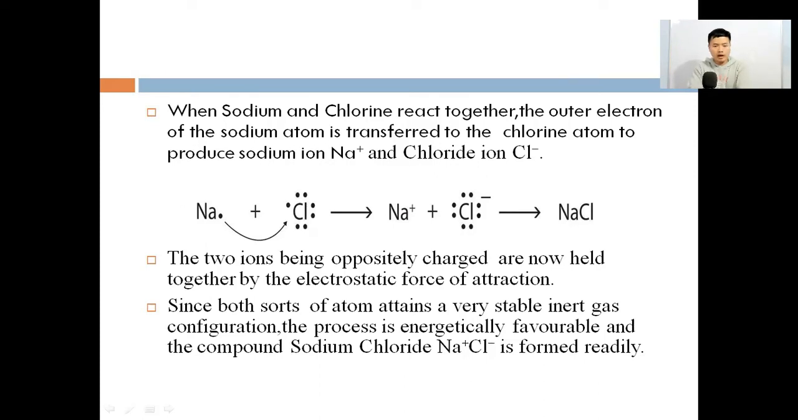sodium chloride. The two ions being oppositely charged are now held together by the electrostatic force of attraction. We also know that unlike charges attract each other and like charges repel each other. Just like that, sodium and chlorine are unlike charges. Sodium is positively charged and chlorine is negatively charged. That is why they are held together by the electrostatic force of attraction, or a chemical bond. Since both sorts of atoms attain a very stable inert gas configuration, the process is energetically favorable and the compound sodium chloride is formed readily.